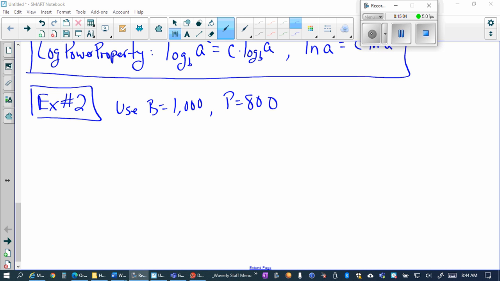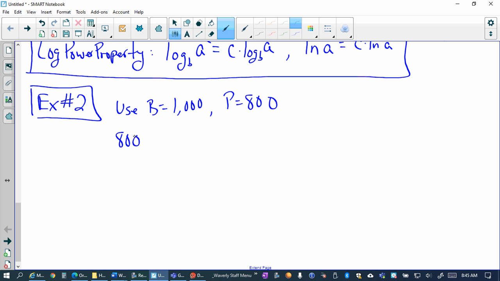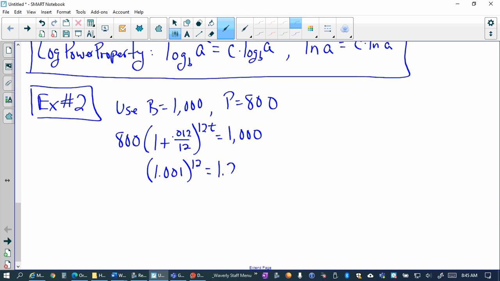So let's plug it back into the formula right from the get-go. So we would have 800 times 1 plus 0.012 over 12 to the 12t, needing to equal 1,000. Right, so when we clean that up, we divide both sides by 800. Again, we get the 1.001 to the 12t, and 1,000 divided by 800 works out to 1.25.